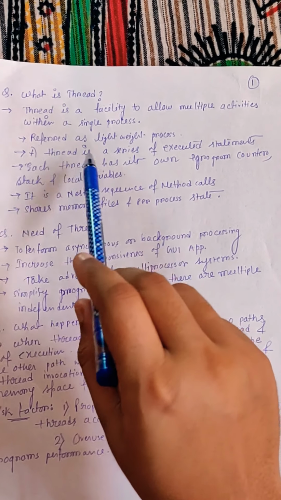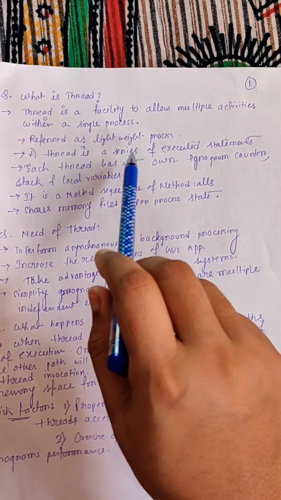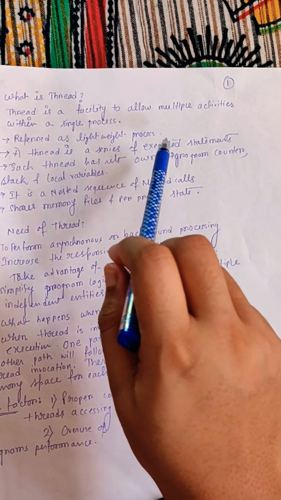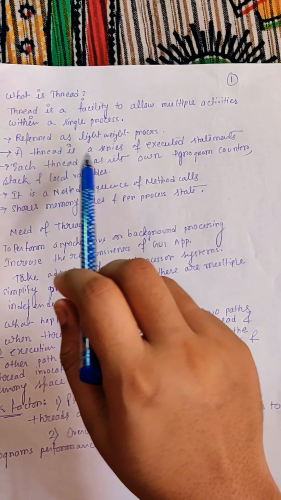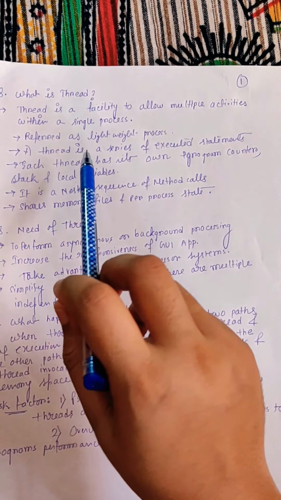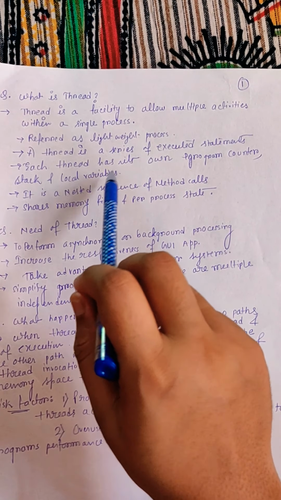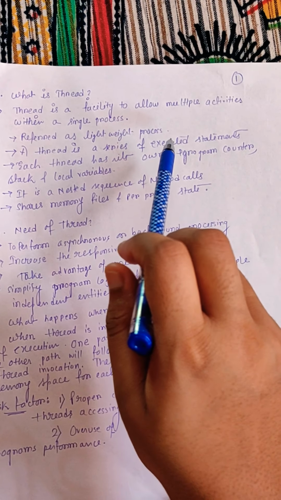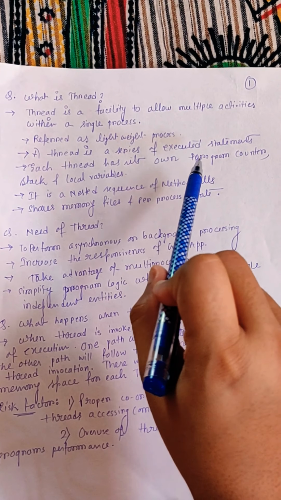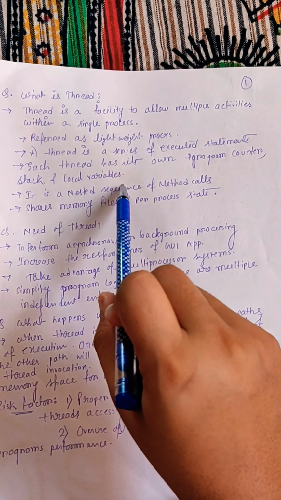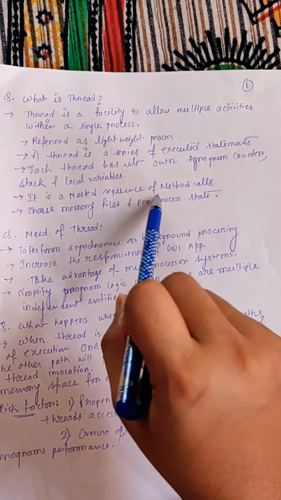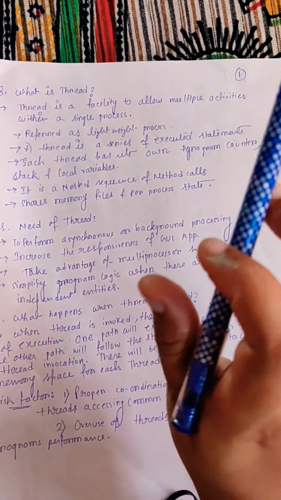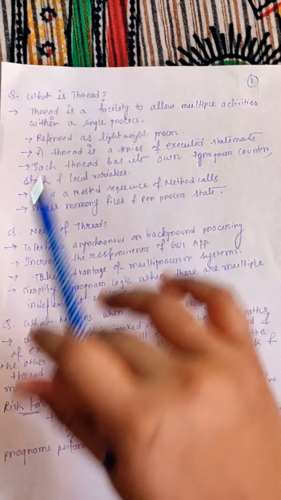single process. The third point can be, it is a series of executed statements. That means multiple statements will be there, which can be called a series of executed statements. And the fourth point can be, each thread has its own program counter. That means if I consider 3 to 4 threads, then each thread should have its own program counter, stack and local variables, and it is a nested sequence of method calls. And the fifth point can be shared memory files and per process state. So this is the basic definition of the thread.